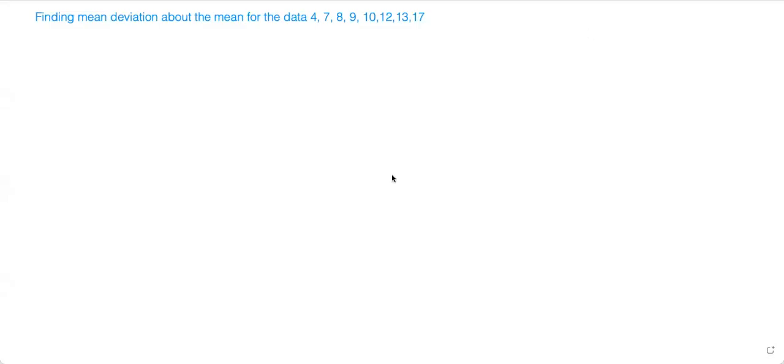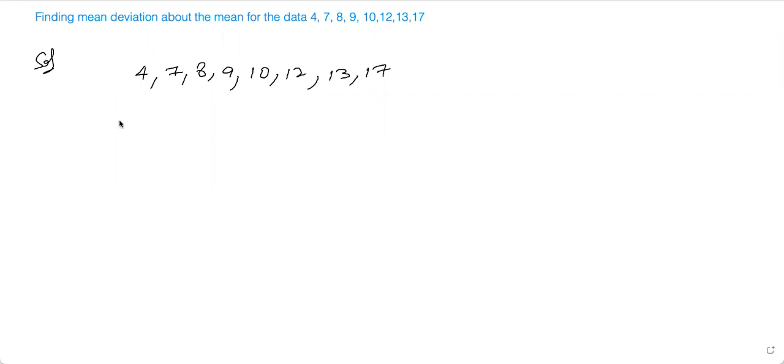So let us solve this problem. Find the mean deviation for the data which is given: 4, 7, 8, 9, 10, 12, 13, and 17. So the given data is 4, 7, 8, 9, 10, 12, 13, and 17.